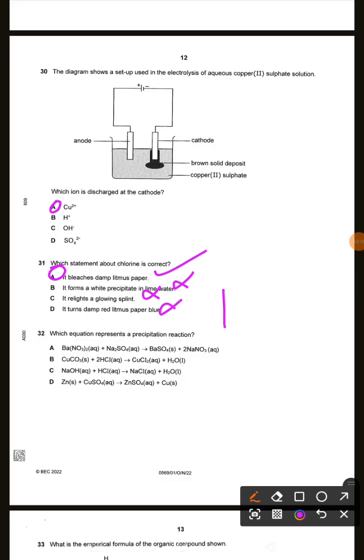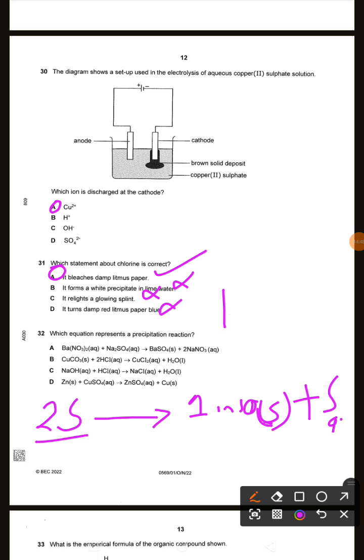Number 32 says, which equation represents a precipitation reaction? A precipitation reaction is whereby you have two soluble compounds that react together to give you one insoluble compound. To identify this insoluble compound, the state symbol is going to be solid, plus a soluble compound, which is going to be written aqueous. If something is soluble, it's written aqueous. Aqueous means something has been dissolved in water.